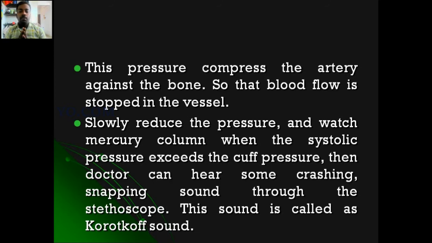Then what happens? They watch the mercury column. When the systolic pressure exceeds the cuff pressure, the doctor can hear some crashing and snapping sounds through the stethoscope. This sound is called Korotkoff sound. When releasing the air slowly, at the time when the cuff pressure is less than the systolic pressure, the blood flow starts, so some sound is produced. The sound is called Korotkoff sound.